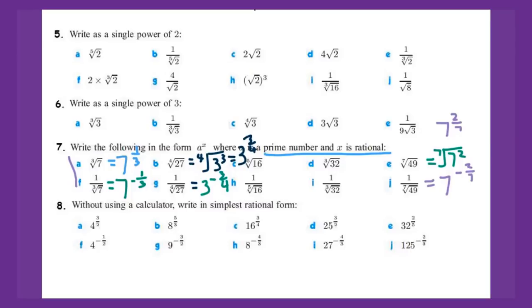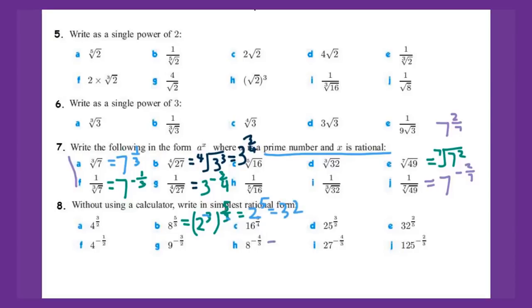For number 8, without using a calculator, write in the simplest rational form. So for the 8, I know it's 2 to the 3rd power. Then you multiply by 5 over 3rd. That will reduce 3. You got the 2 to the 5th power, means 32.